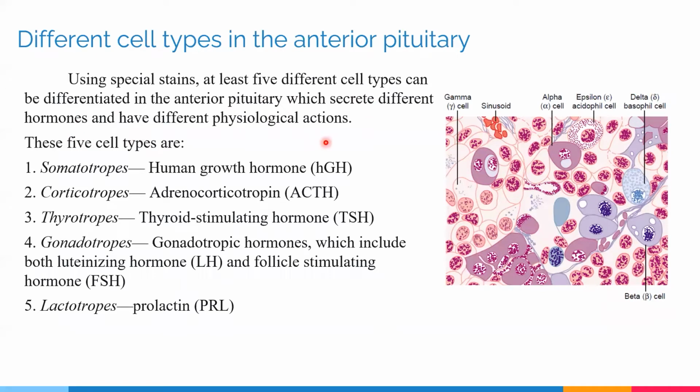physiological actions. These 5 cell types are somatotropes, which secrete the human growth hormone, corticotropes, which secrete adrenocorticotropin, thyrotropes, which secrete thyroid stimulating hormone, and gonadotropes, which secrete gonadotropic hormones, which include both the luteinizing hormone LH and follicle stimulating hormone FSH. And finally, the lactotropes, which release prolactin.